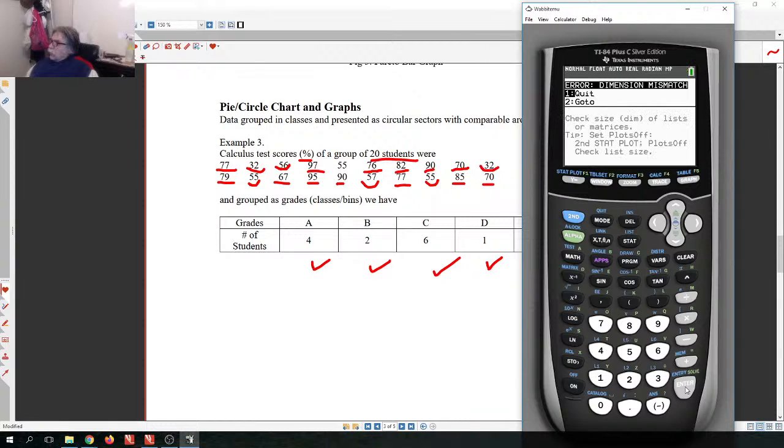Enter. Uh-oh, it's going to tell me, hey, you have a problem there because you have nothing in the list 3. Okay, let's quit. Okay, error. So it doesn't like that. I have nothing in the list 3. Okay, let's go back to the list 3.